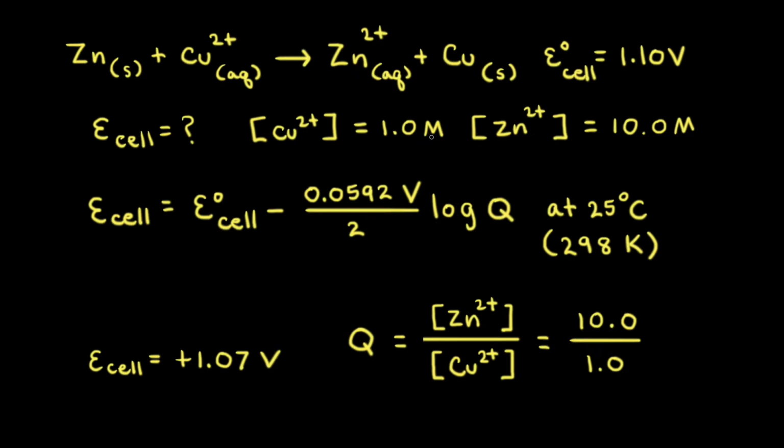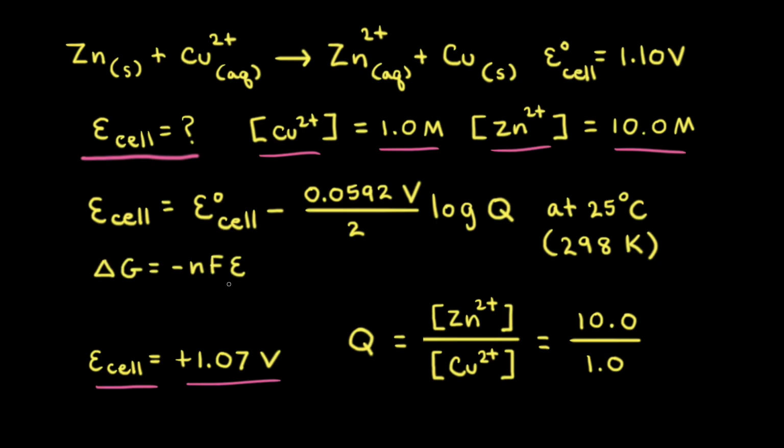We just saw that at the moment in time when the concentration of copper 2+ ions is equal to 1.0 molar and the concentration of zinc 2+ ions is equal to 10.0 molar, the instantaneous cell potential is equal to positive 1.07 volts. Let's use this moment in time as a starting point, and let's think about what happens to the instantaneous cell potential as the reaction progresses. Remember that the instantaneous cell potential is related to the instantaneous change in free energy, delta G, by this equation.